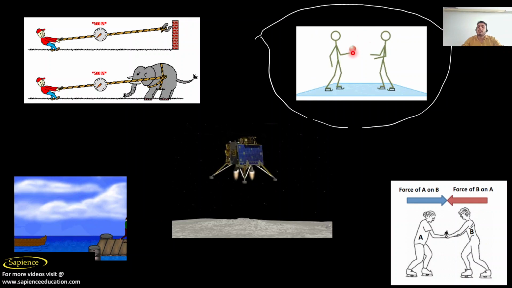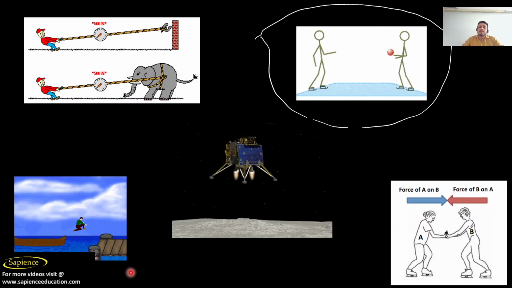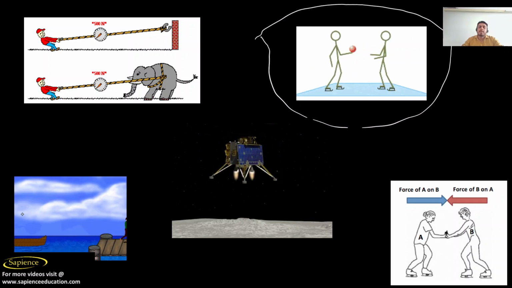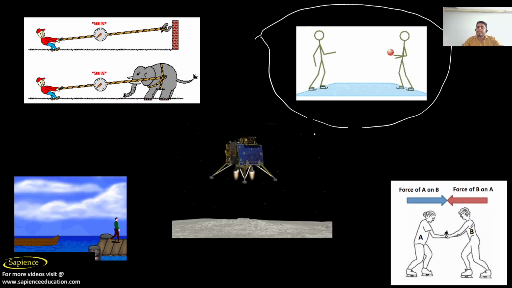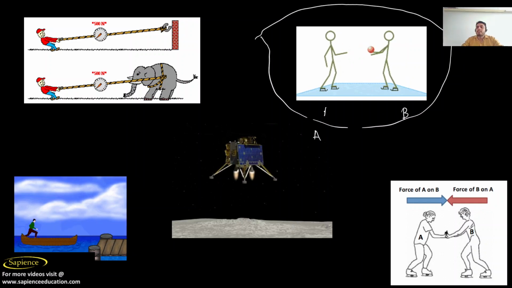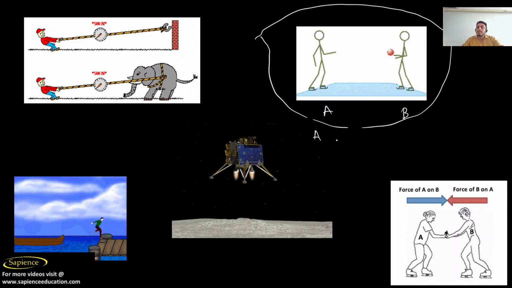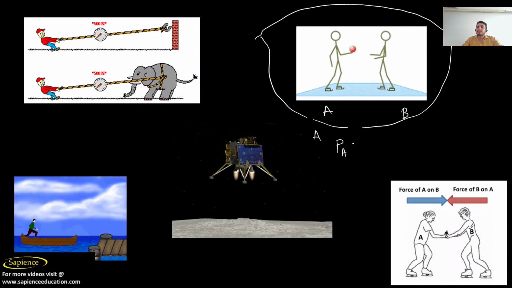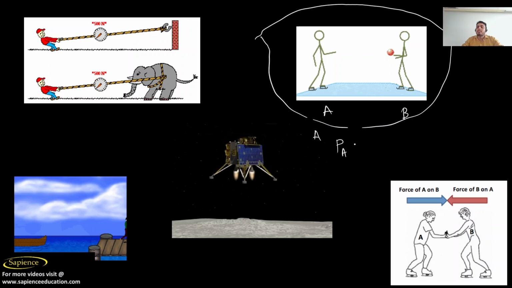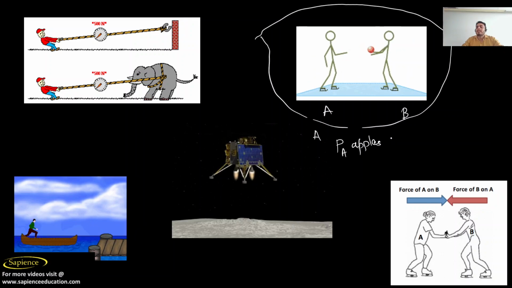He throws the ball. When he throws the ball, what happens? Try to understand here. This is person A and this is person B, both standing, and when person A throws the ball, it means that person A applies a force on the ball.